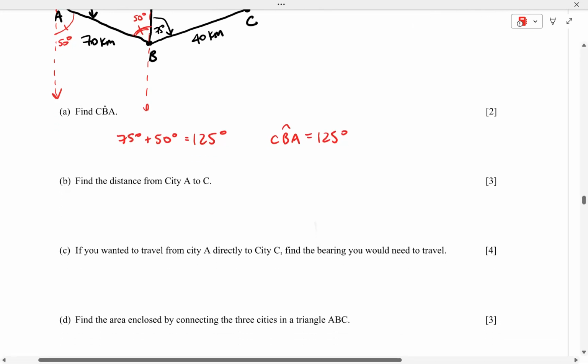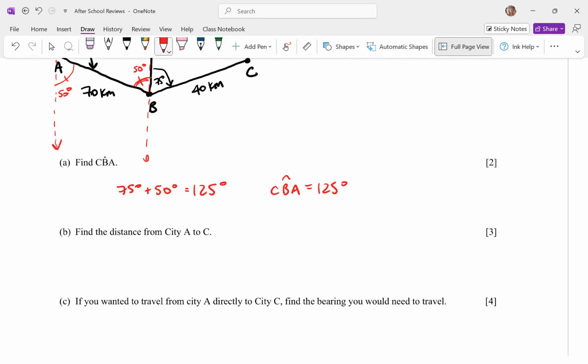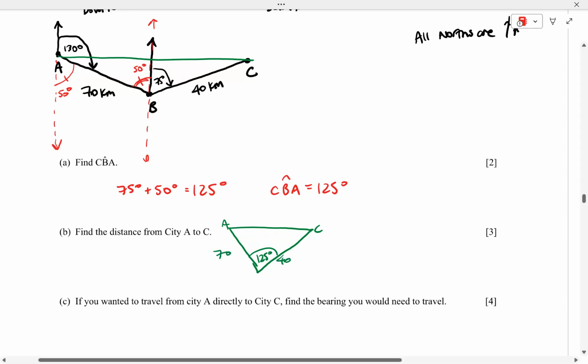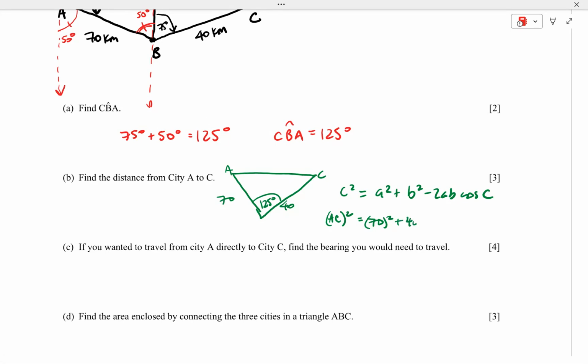Okay, so find the distance from A to C. What do you know about A to C? I could just connect it, right? Oh, it's a triangle. I now have this angle, and that's across from here, right? Law of cosines, right? C squared. I need the side across from a known angle, so let's label it AC, okay? And then it's 70 squared plus 40 squared.